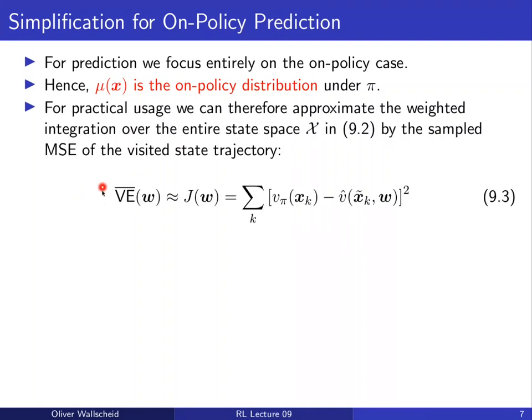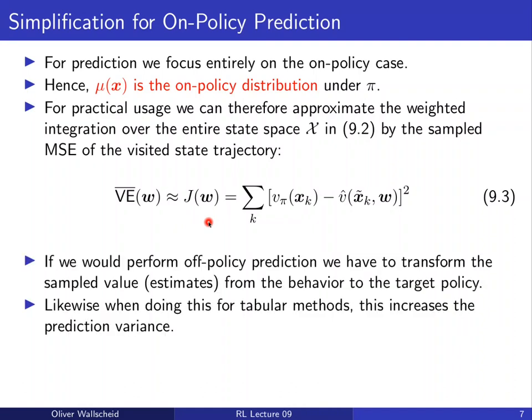So that's why we can approximate our prediction objective VE overline by a simplified cost function J(w), which is basically then just the mean squared error of the approximation error here between the true target and the approximated value function over the sampled steps k. So basically here the assumption is that our sample trajectory x_k is of course following the on-policy distribution, and because this assumption is that we follow the on-policy distribution, then we don't need to weight it anymore. So we can neglect the on-policy distribution mu here and just sample based on experience, and then approximate VE by J.